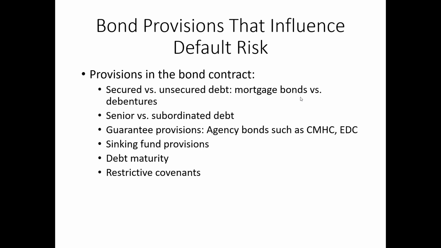There's also something called a sinking fund provision. That's where you have to put a certain amount aside. So far in this chapter, we've talked about the face value at the maturity date.